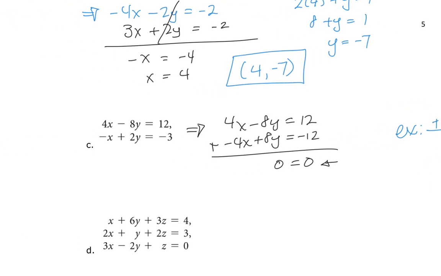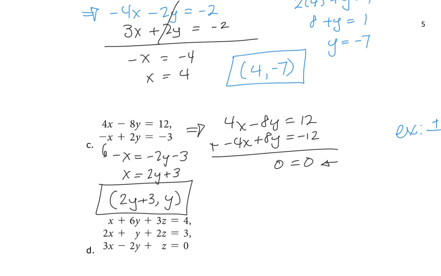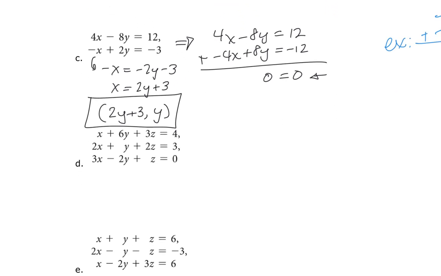But going back to this example, since these are the exact same lines, then I'm going to parameterize either the x or the y. If I parameterize x, I'm going to take this equation and solve for x. So negative x is equal to negative 2y minus 3. X is equal to 2y plus 3. And so I have 2y plus 3 comma y. I could have also solved for y, and then I would have had x comma, and then whatever the equation would have been in terms of y.